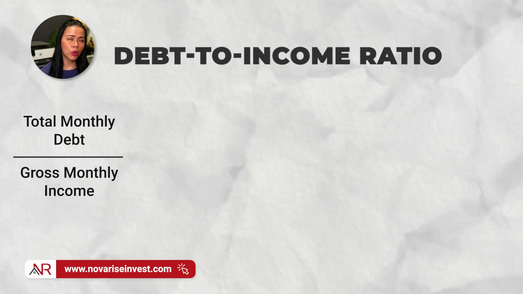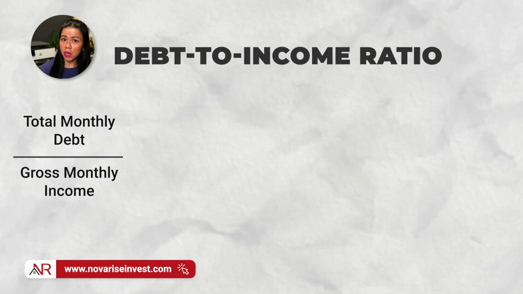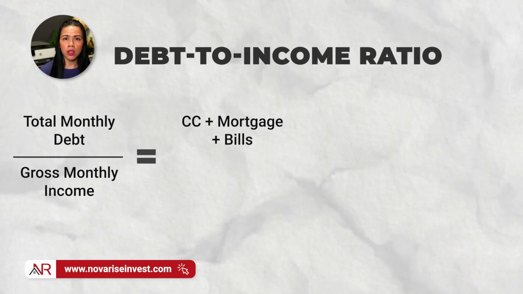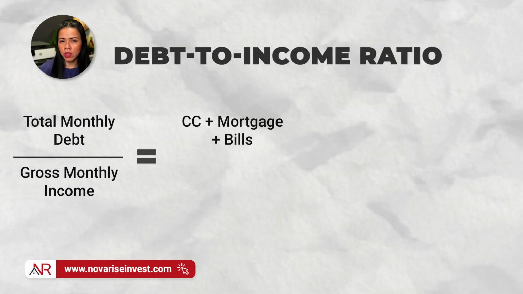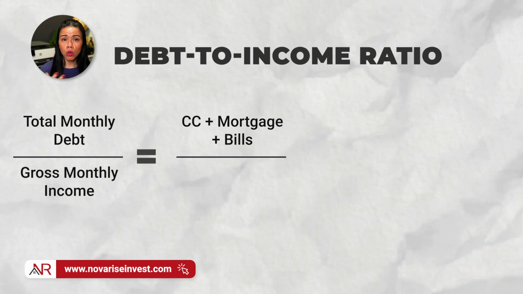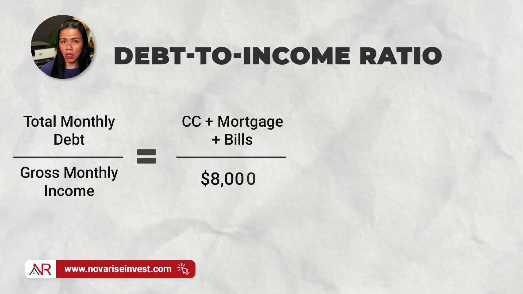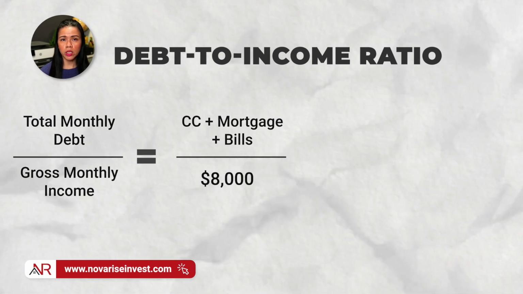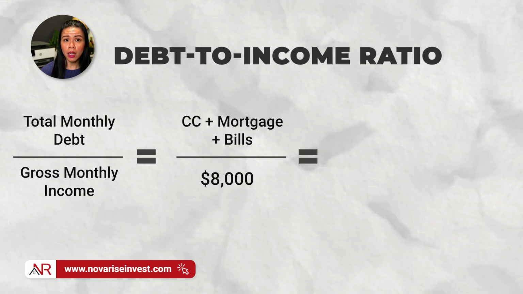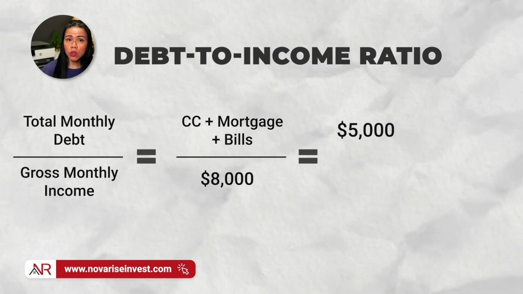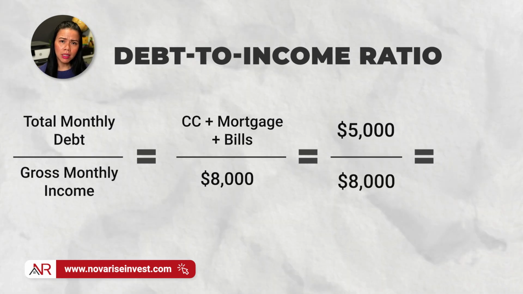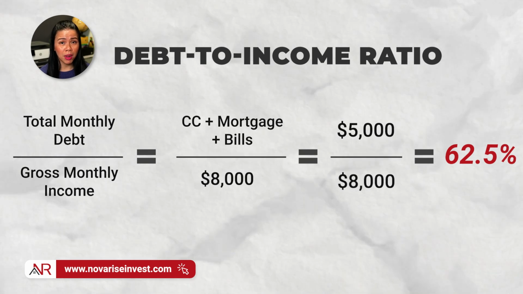So let's say, for example, that within your bucket of debt, you have credit card debt, you have mortgages, and you have your standard bills, and that your total income is $8,000. So in your pool of debt, we're talking about credit card, mortgages, and utilities, and all of them add up to $5,000. When you divide that by your total income of $8,000, we're talking about a DTI of 62.5%.